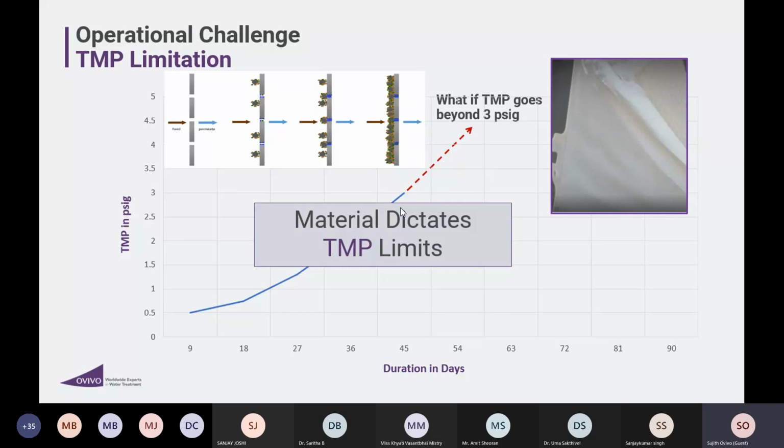Typically, we are talking about the polymeric membrane. The type of material dictates the TMP limits, right? For any polymeric membrane, you have 3 psi, but there are membranes available which can go beyond that. I'll just take you to that also now.